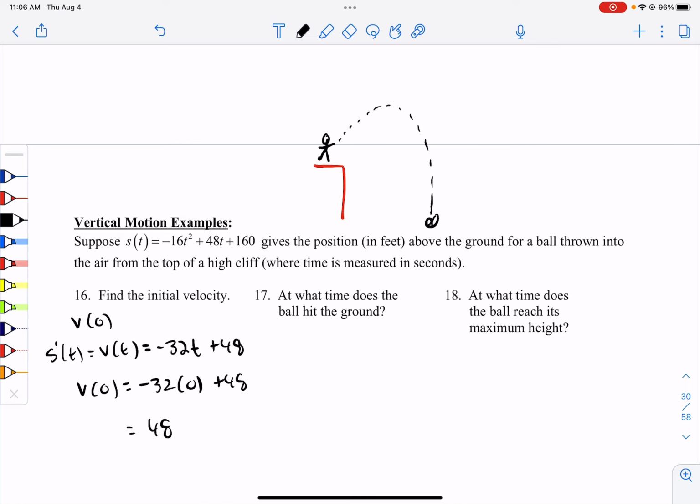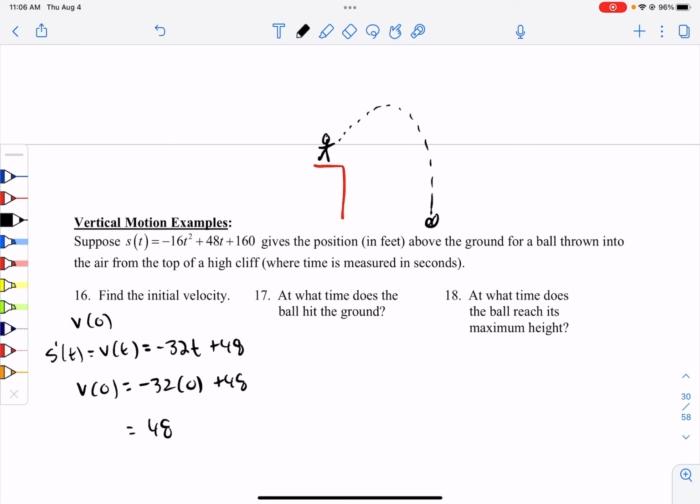At that moment, the velocity is positive, which means they throw the ball up, not down or straight. They're throwing the ball up in the air, okay? At what time does the ball hit the ground? Okay, let's think about what's happening when the ball hits the ground.